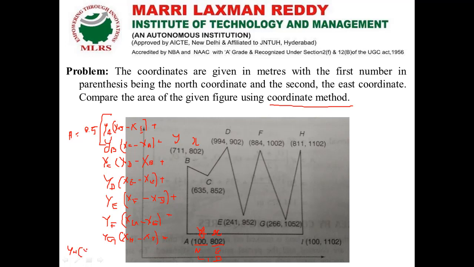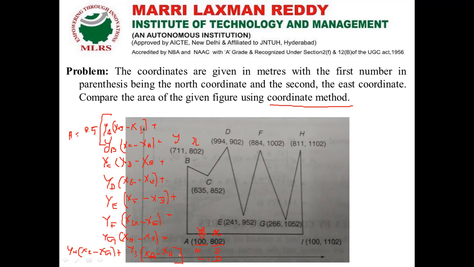so XI minus XG plus YI, so that previous is XA minus XH. So this is the formula.